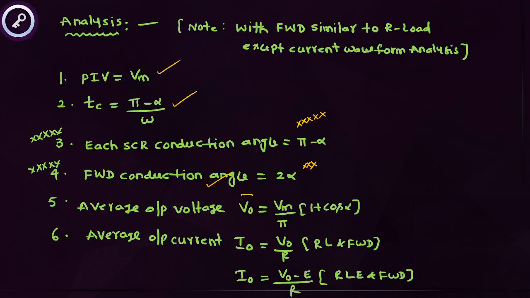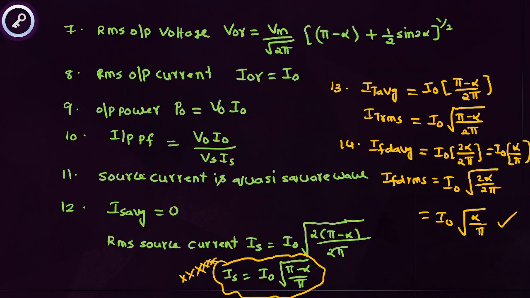What is the average output voltage? With freewheeling diode, the average output voltage is similar to R load formula. In full wave rectifier R load, what is the average output voltage? Vm by pi into (1 plus cos alpha). Here also Vm by pi into (1 plus cos alpha). This is the average output current for RL and freewheeling diode. If it is RLE, then you have to use (V naught minus E) by R.